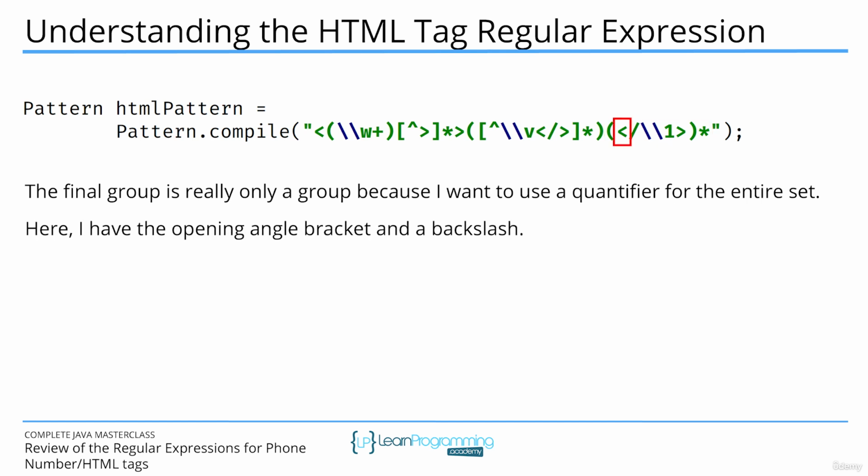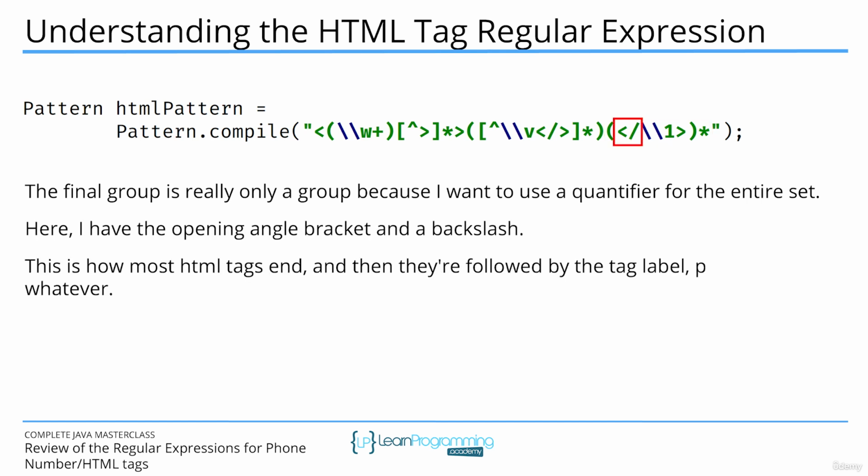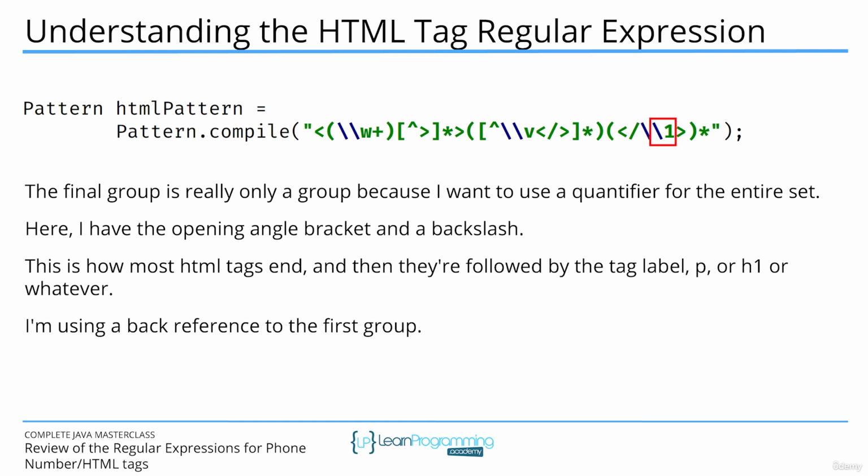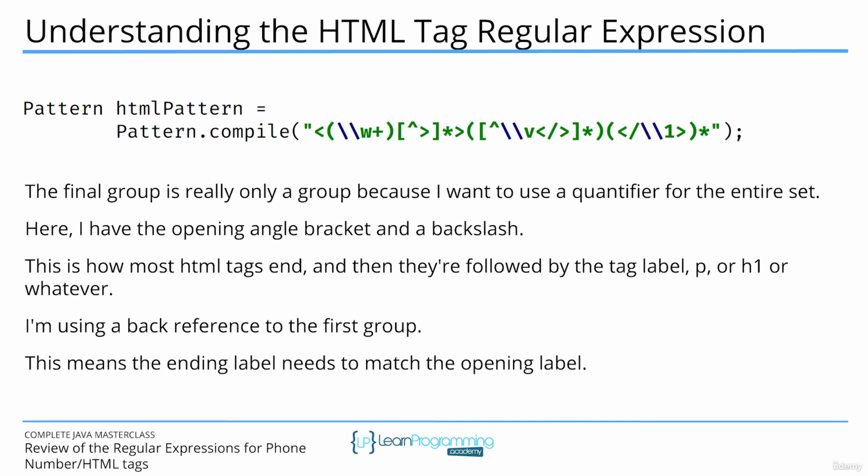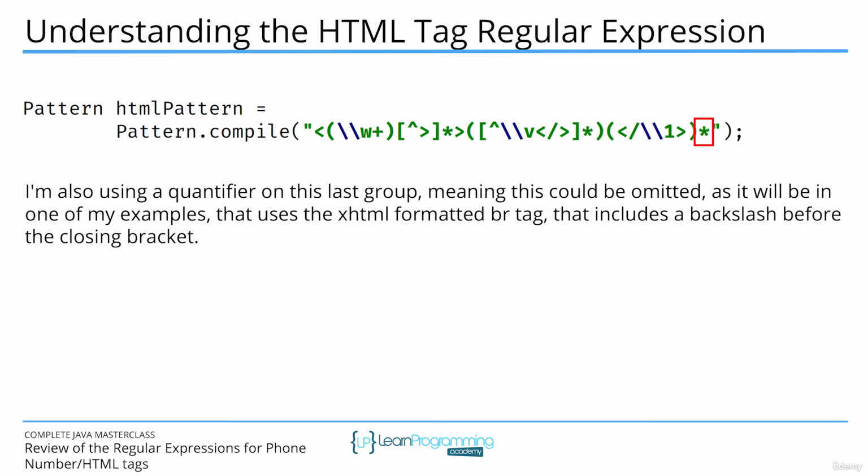Here I have the opening angle bracket and a /. This is how most HTML tags end, and then they're followed by the tag label P or H1 or whatever. I'm using a back reference to the first group. This means the ending label needs to match the opening label. I'm also using a quantifier on this last group, meaning this could be omitted, as it will be in one of my examples, that uses the XHTML formatted BR tag that includes a / before the closing bracket. There are simpler regular expressions for HTML tags depending on what you want to do, but this one should match all my samples.